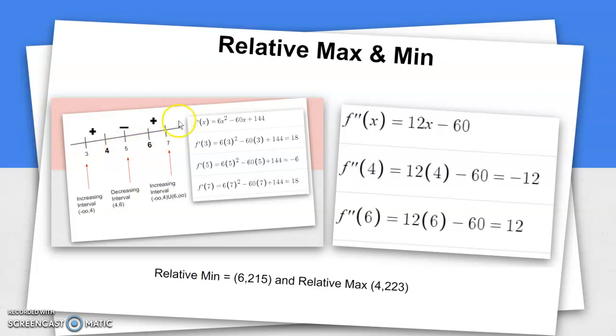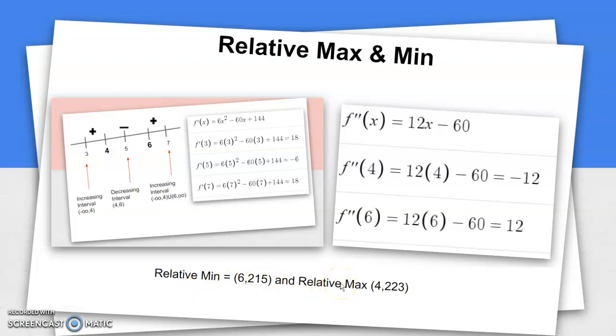Now we can also use our critical points of 4 and 6 and plug them into our second derivative, which can be seen on the right. Plugging our critical point of 4 in, we get -12, and plugging our critical point of 6 in, we get +12, meaning that our relative min is 6 and our relative max is 4.